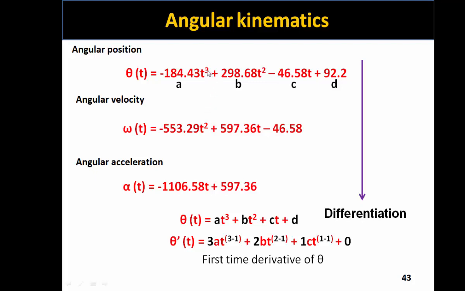So 3 times negative 184.43 is negative 553.29, and the 3 becomes a 2. And then that process is repeated to generate the angular acceleration function. Individual coefficients without an independent variable are eliminated. So you can see the 0 reflects the fact that 92.2 is no longer a part of the function.